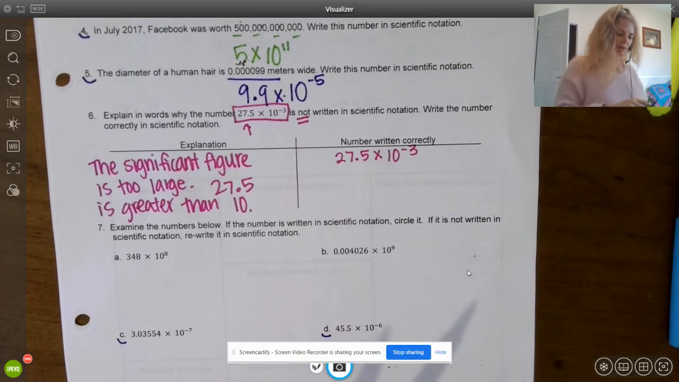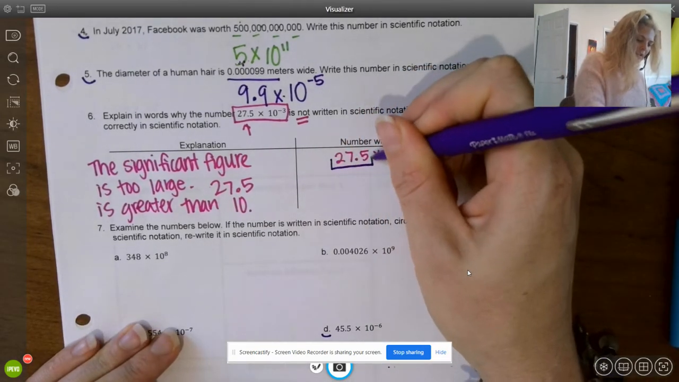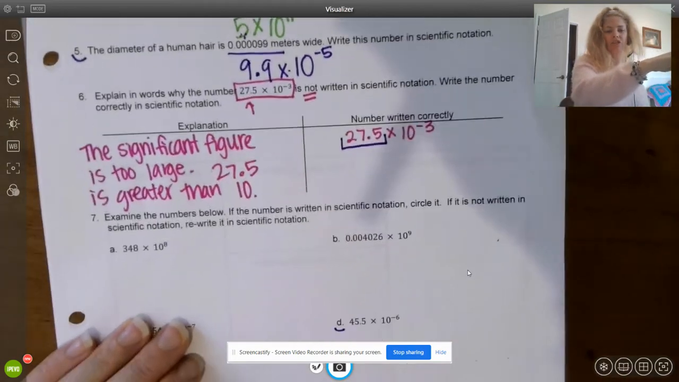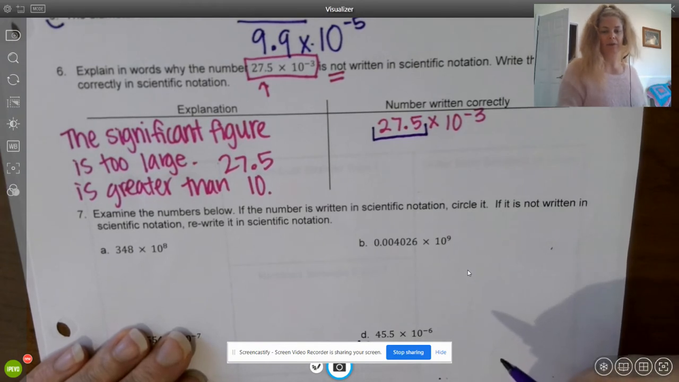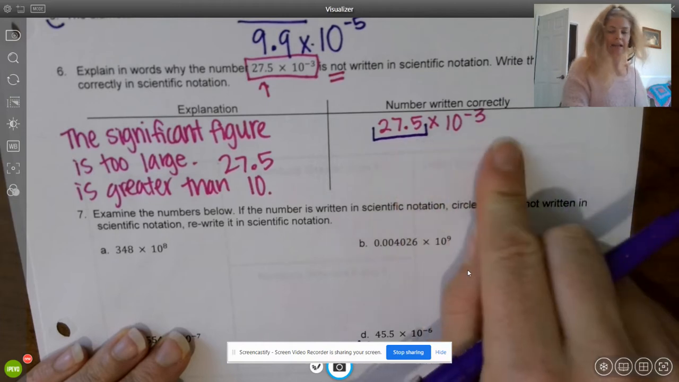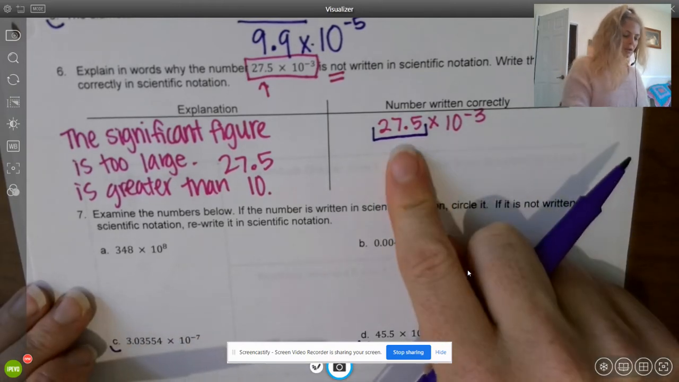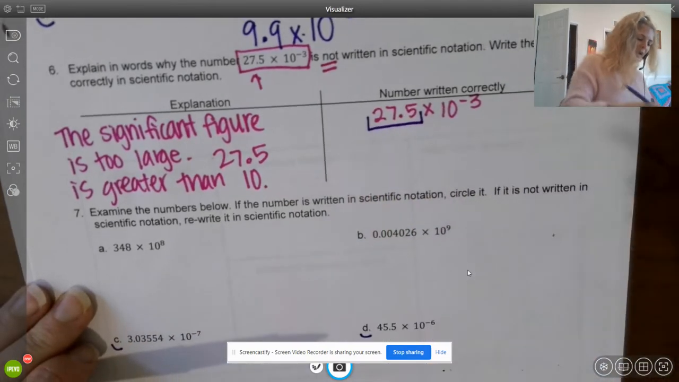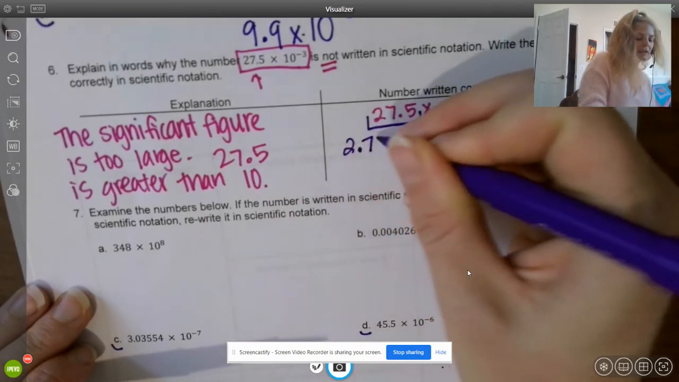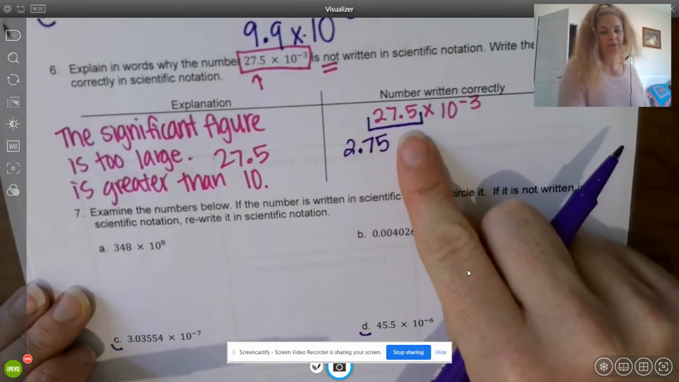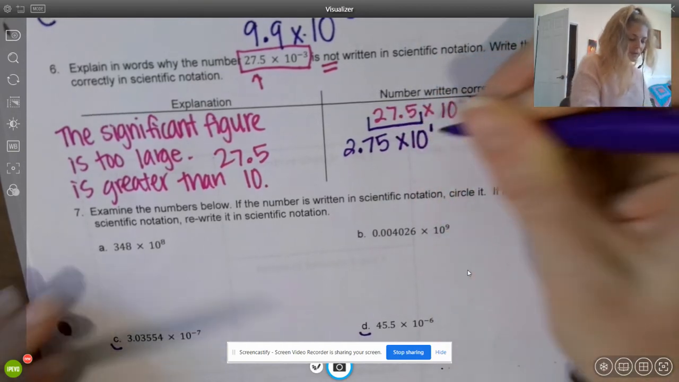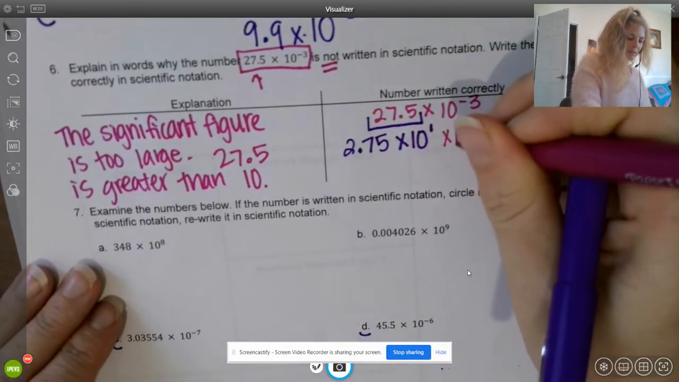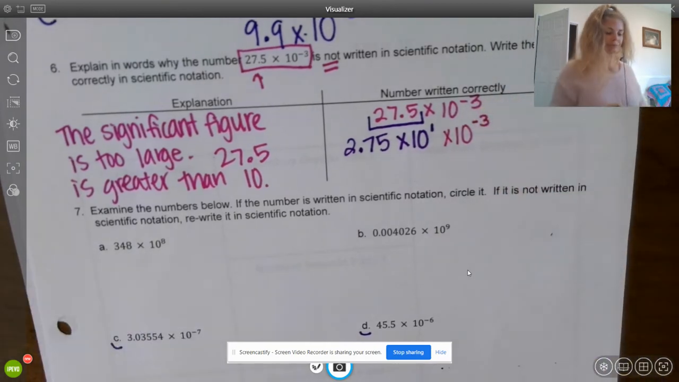What is the issue with this? Well, the issue is 27.5. So we're not changing the value of this expression. It's still going to be 27.5 times 10 to the negative third. But what we are going to change is that it needs to be written in scientific notation. So we're going to focus on that 27.5. So we want it to be 2.75. 27.5 is 2.75 times 10 to the first. Times 10 to the negative third is still here.